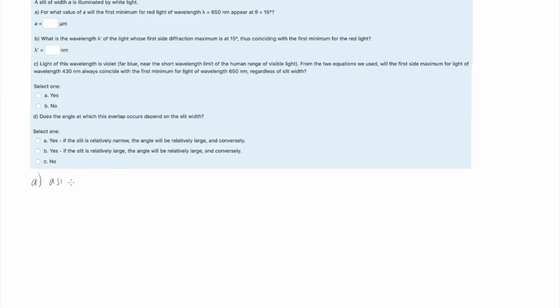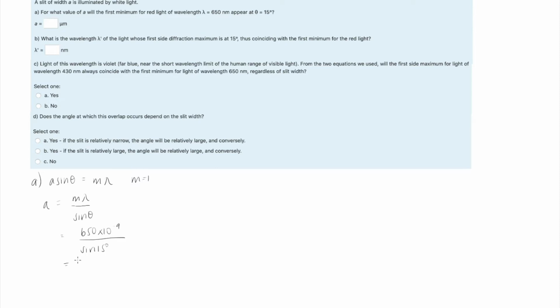We've been asked for the first minimum, so therefore we can use our equation A sine theta equals m lambda. Now in this case, m is going to equal 1. We already have our wavelength at 650 nanometers. We have our angle, which is 15 degrees. So let's just rearrange this to get A on its own. And now we sub in everything we know.